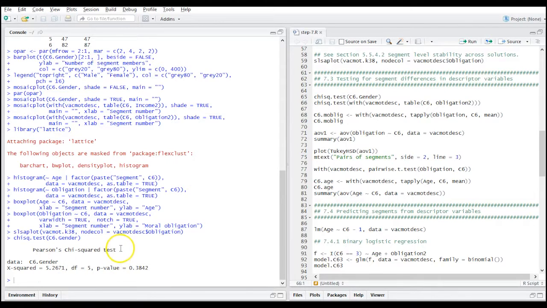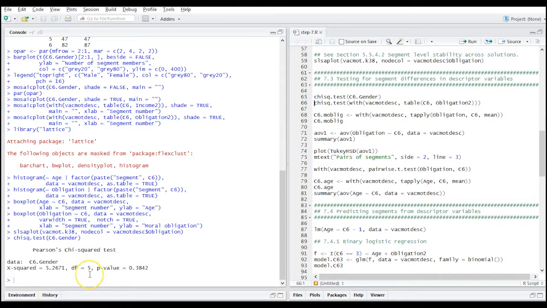The output first tells us which test was run. Here it's a Pearson chi-square test. Here we have the information on what data set was used, what was the input, and then we have the test statistic, in this case X-squared, which takes the value 5.3, and the statistical test has the information that under the null hypothesis, the test statistic follows a chi-squared distribution with 5 degrees of freedom.